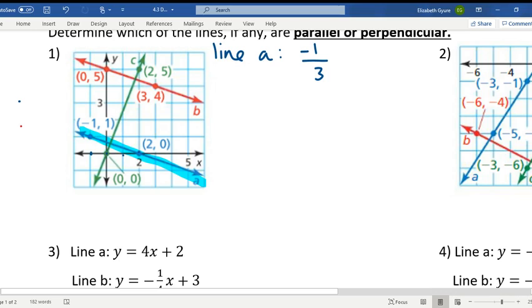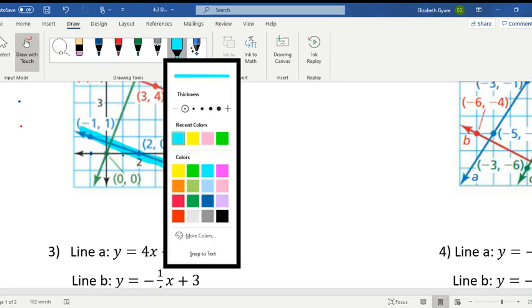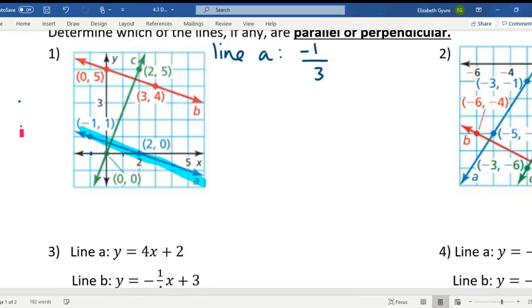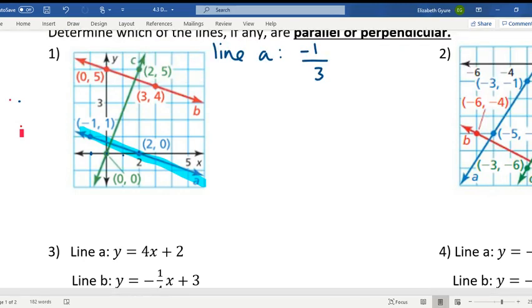All right, so then let's look at line B. That's the red line. So we're on this one right now. Okay, so we're going to go down 1. So this is for line B. We're going to go down 1, which is -1 over 1, 2, 3.